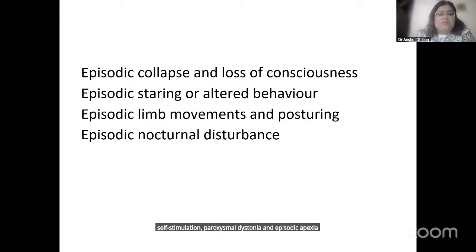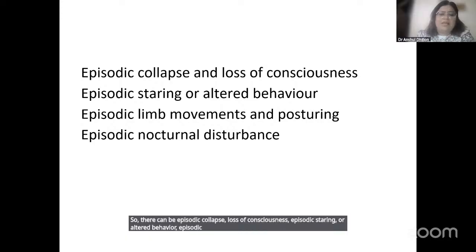So there can be episodic collapse, loss of consciousness, episodic staring or altered behavior, episodic limb movements, posturing, and episodic nocturnal disturbance.